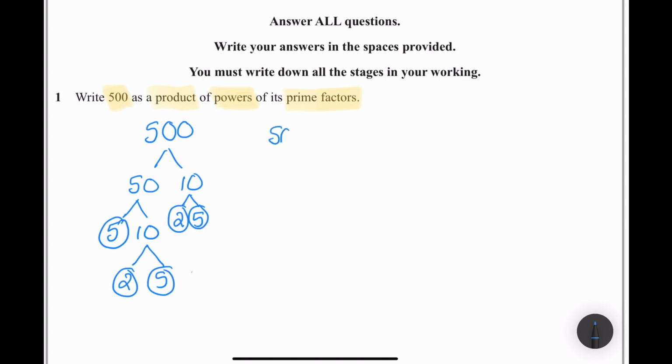Right, now I'm going to write it a bit neater. Let's see, I've got 500 equals 5 times 2 times another 5 times another 2 times a final 5. Just make sure you've mopped up all the numbers from your factor tree. Okay, now I need a product of powers, which means I can't leave it like this. I'm going to get my full marks.